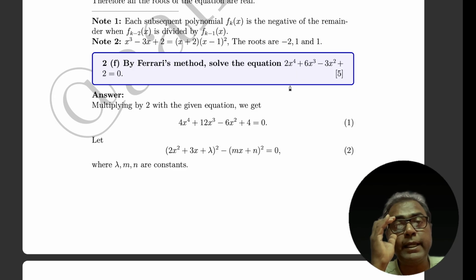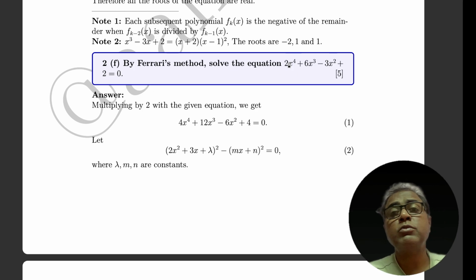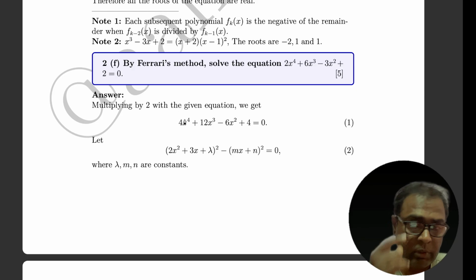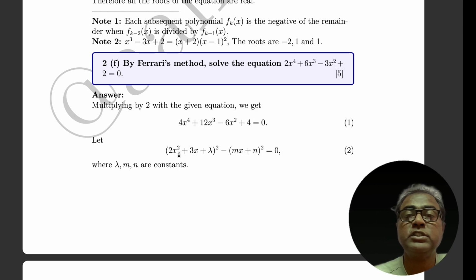This is a technique. If there is no constant, x to the power 4 need not be multiplied by any constant. But if the constant is 2, we choose to multiply in such a way that the term 4x to the power 4 becomes a complete square term, (2x square) whole square. Let (2x square plus 3x plus lambda) whole square minus (mx plus n) whole square equal to 0, where lambda, m, n are constants. This is equation 2.